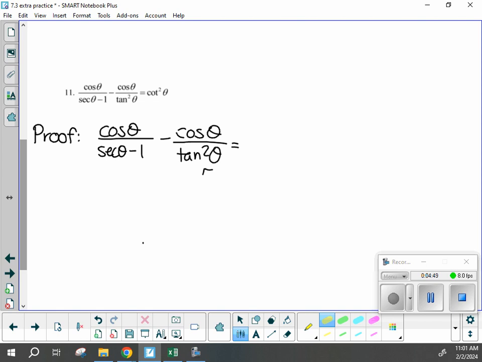First of all, we are not going to change this one. Because here's our goal. If we could just get the first one to be secant squared minus 1, then we can say, oh, I'm just going to turn it into tangent squared. Now, here's how we do that. We have not tried this technique yet.